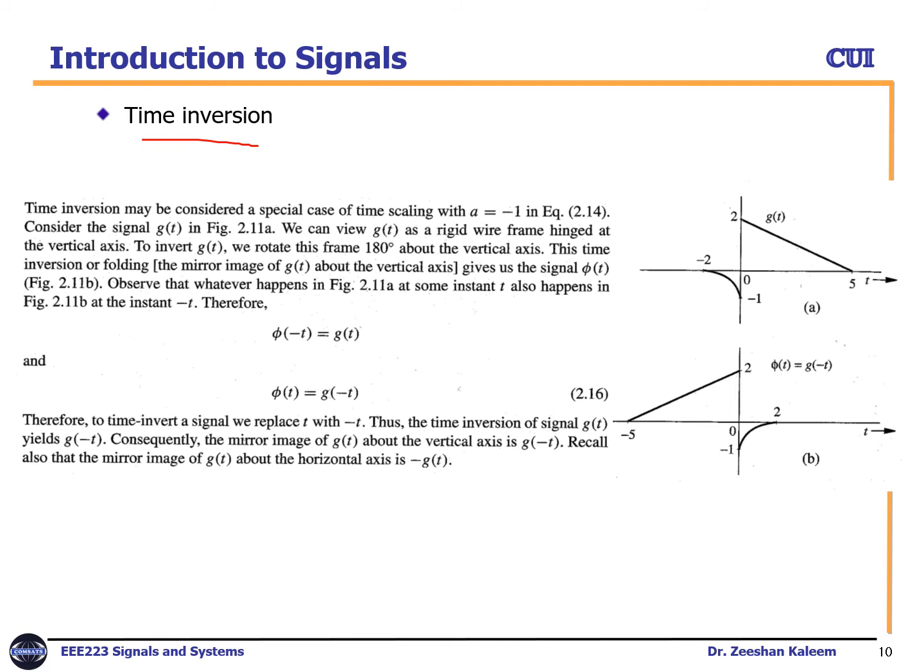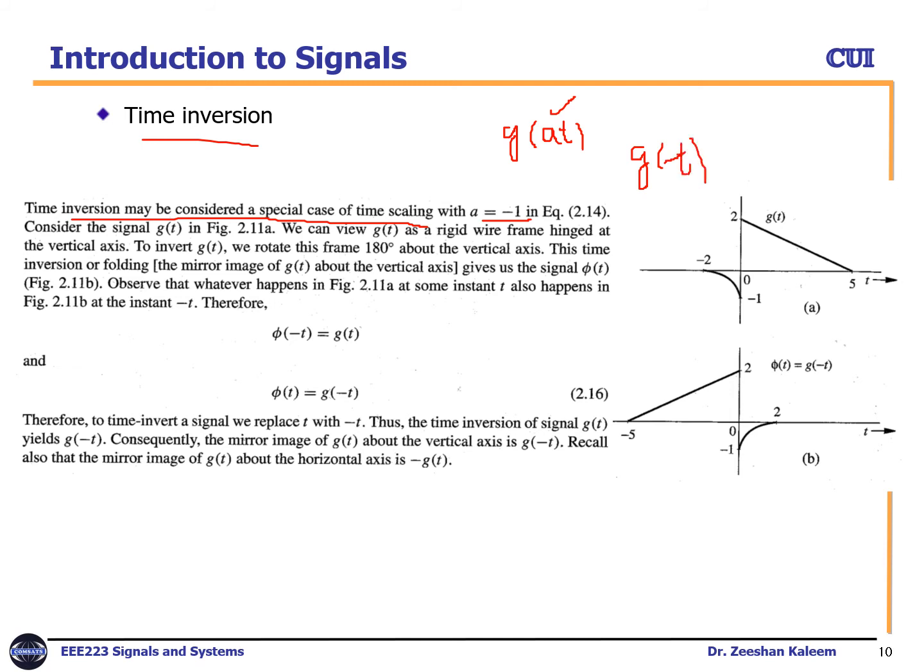There is another property called time inversion. Time inversion may be considered a special case of time scaling with a equal to minus 1. For example, we have a signal, previously we discussed g(at). For compression, a was greater than 1 and for expansion it was less than 1. So we can consider this time inversion as a special case of time scaling, but here we have a equal to minus 1. So it can be like g(-t), right?